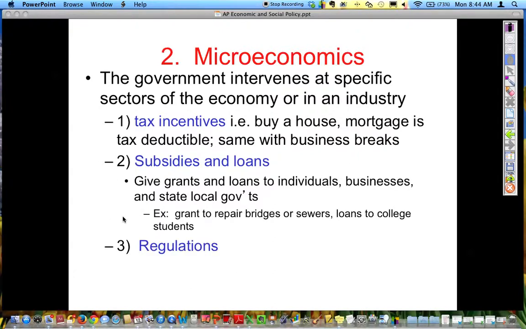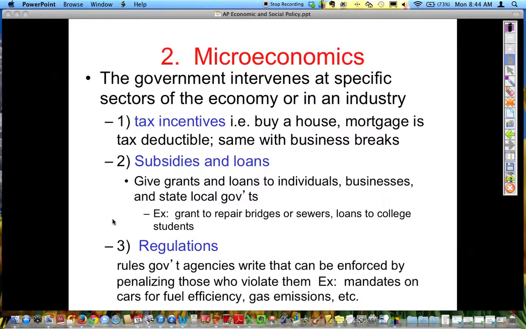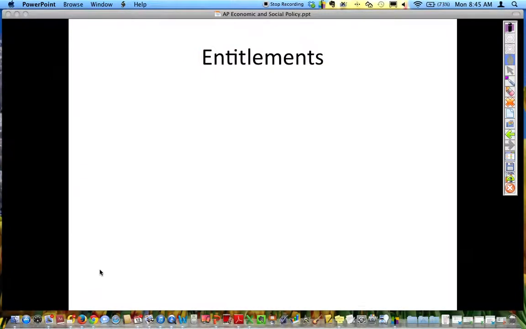For example, a grant to repair bridges or sewers, a loan to college students. You might have heard of the Perkins loan that you might be able to qualify for in college. They also offer regulations, and when we regulate the economy, such as mandates on cars for fuel efficiency and gas emissions, these are rules that government agencies write that can be enforced by penalizing those who violate them. So those are examples of microeconomics.